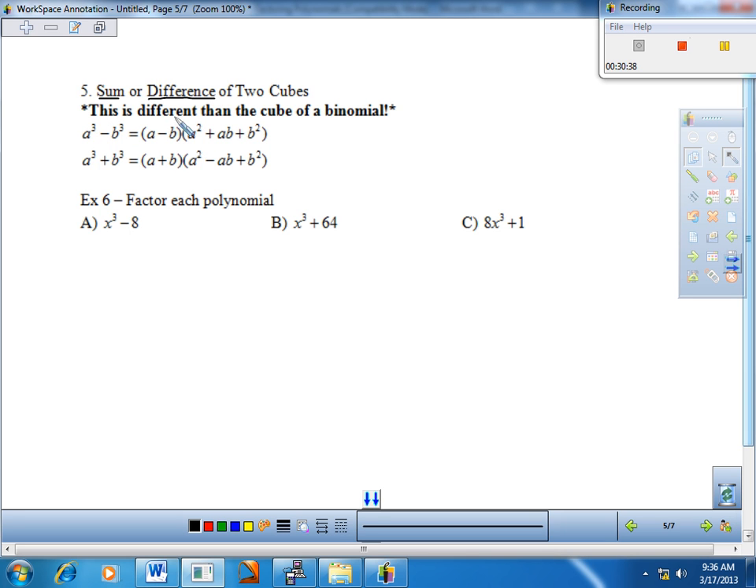This is different than the cube of a binomial. And we've been talking about working with these polynomial expressions. Just very quickly, I'll do it in terms of a plus b because that's what I have on your sheet. This is not the case. We saw this in action. So this is the cube of a binomial.